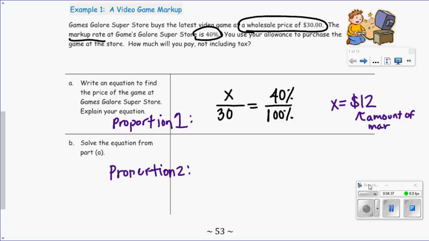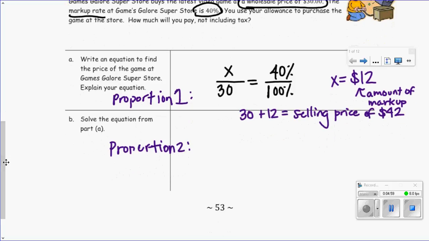So how much do they sell it for? If they mark it up by $12 or 40%, what's the selling price? 30 plus 12 equals the selling price. They bought it for 30, they're going to mark it up by $12, and that's going to cost you, the buyer, $42. There's another way that we could do this, and it kind of cuts out that last step there.